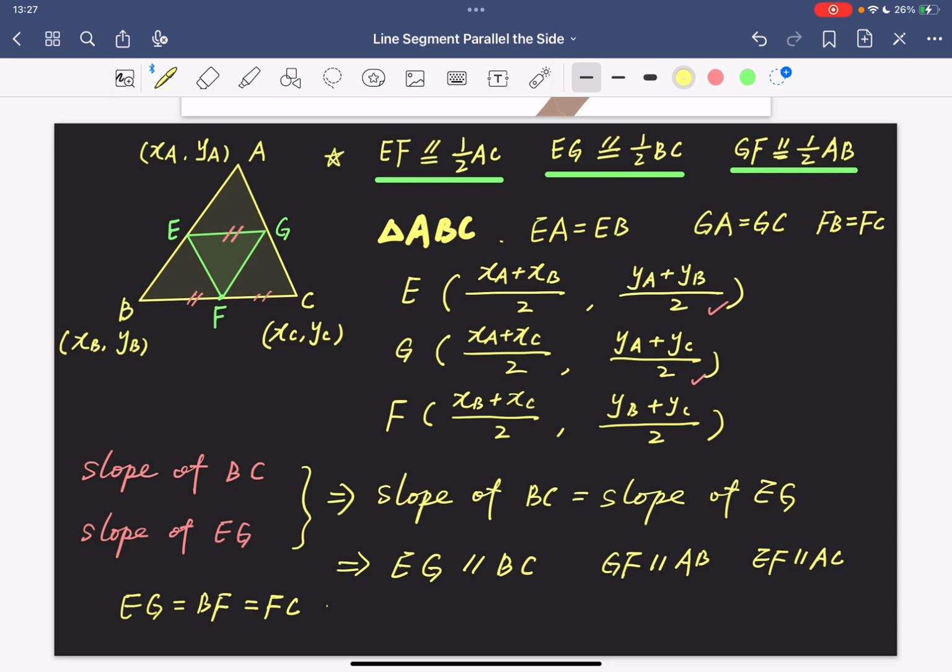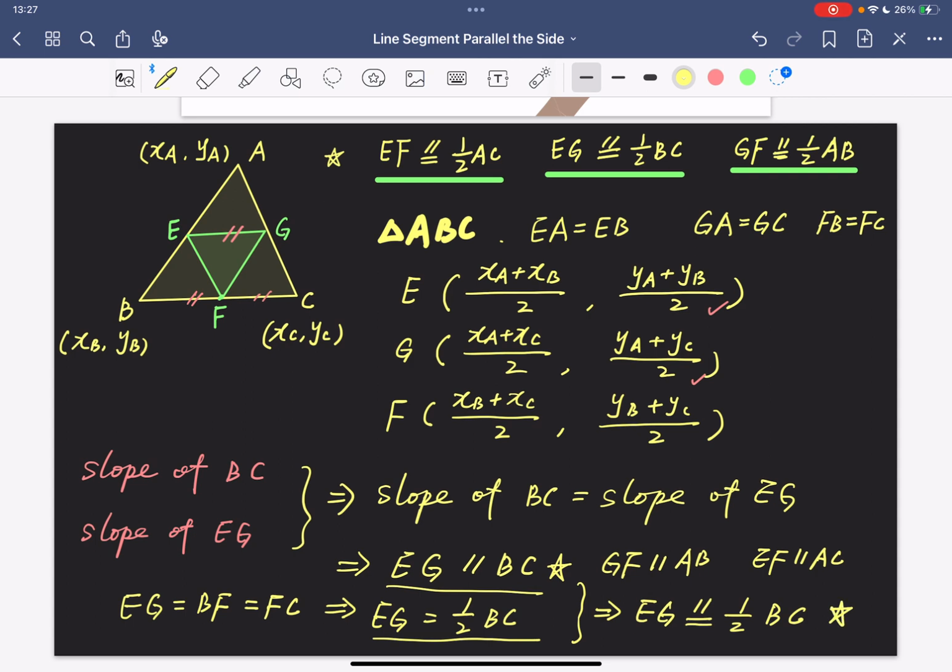And from this finding, we can get EG equals half of BC. From this conclusion and this conclusion, we can get the summarized conclusion: EG is parallel to BC and equal to half of BC. This is the conclusion. Similarly, we can prove this conclusion and this conclusion.